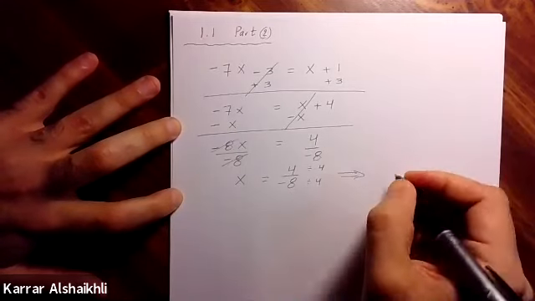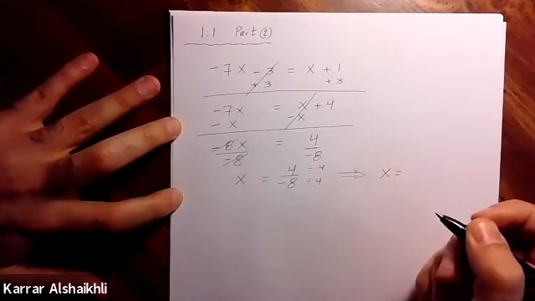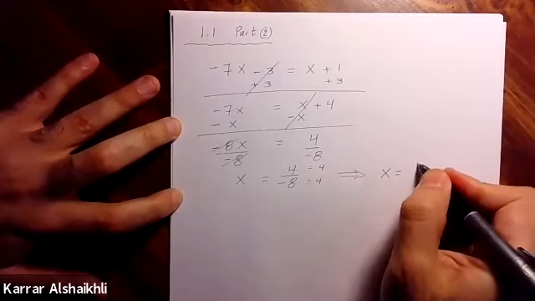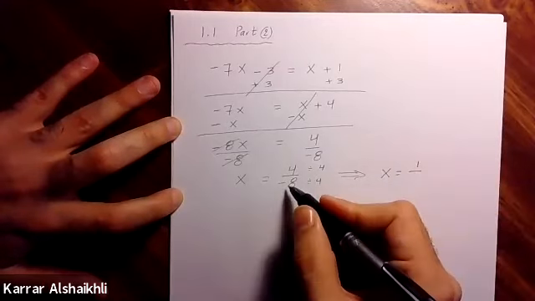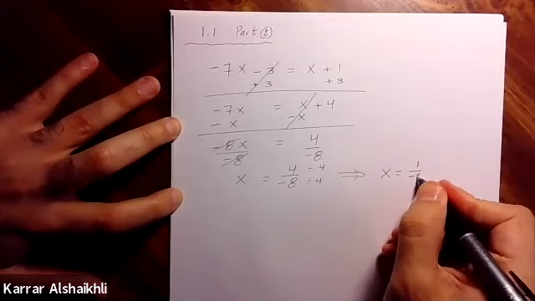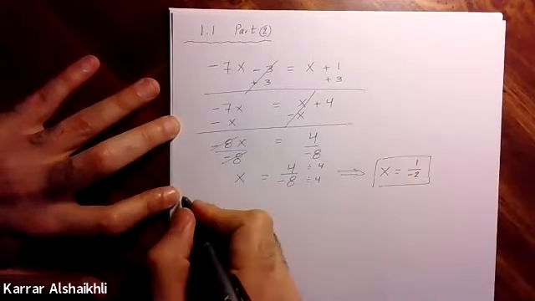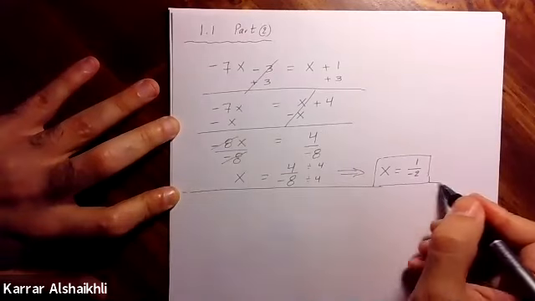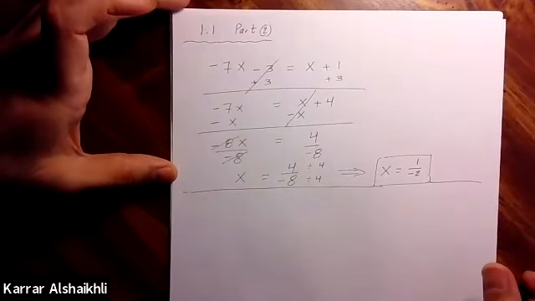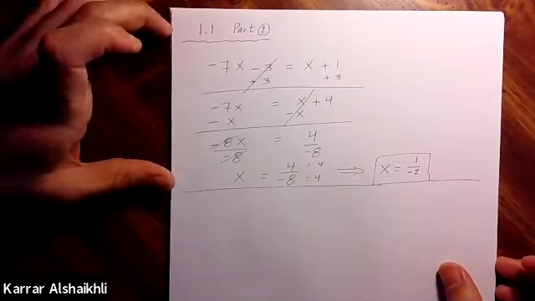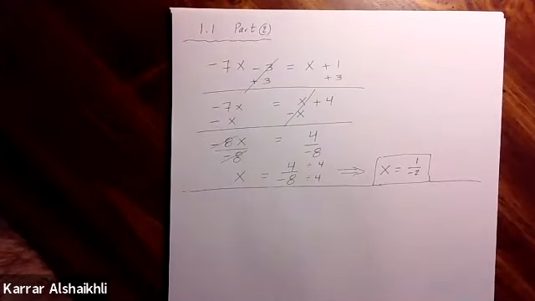That means x is going to be equal to 4 divided by 4, which is 1, over negative 8 divided by 4, which is negative 2. This is the result for this example. We already learned in section 1.1 part 1 how to solve linear equations. Now we're just going to go to the second level.